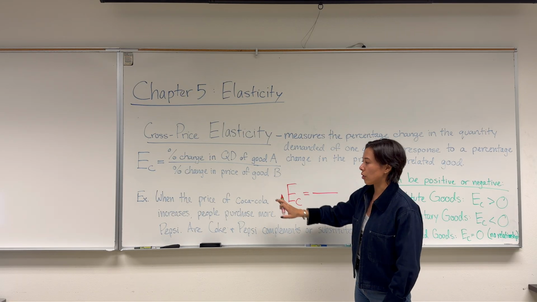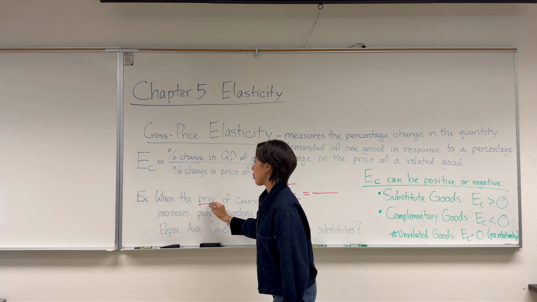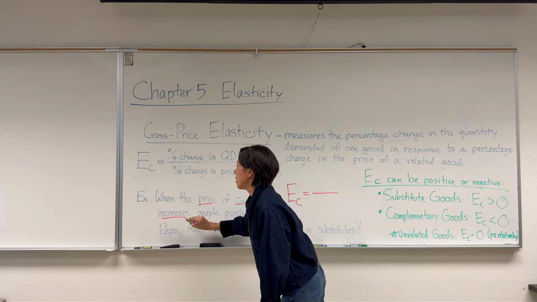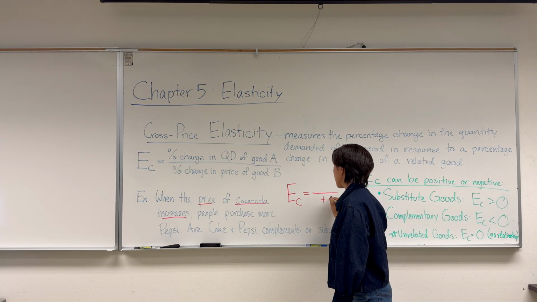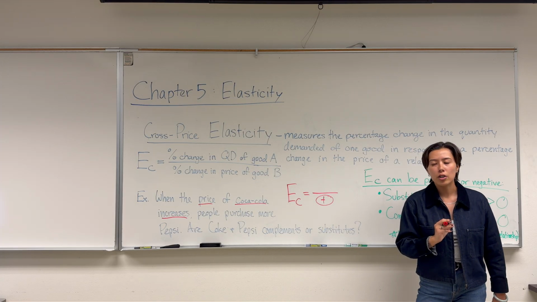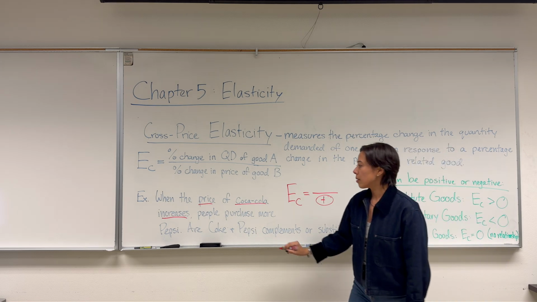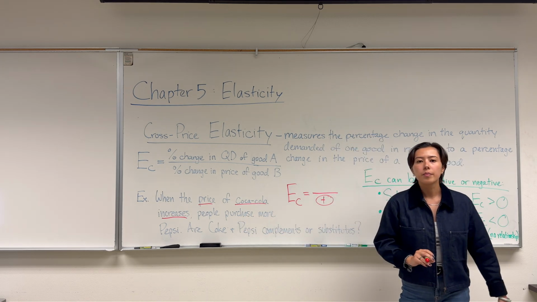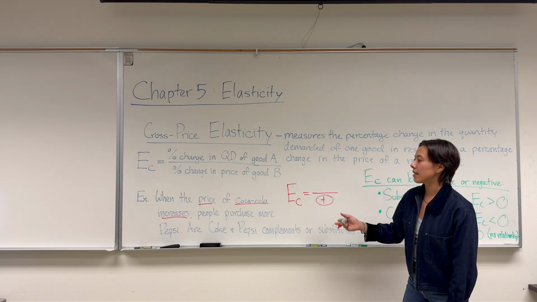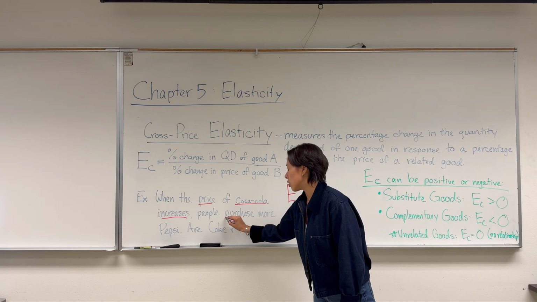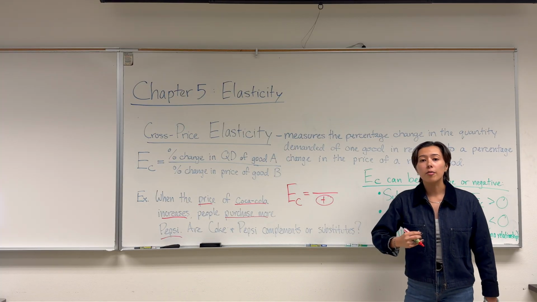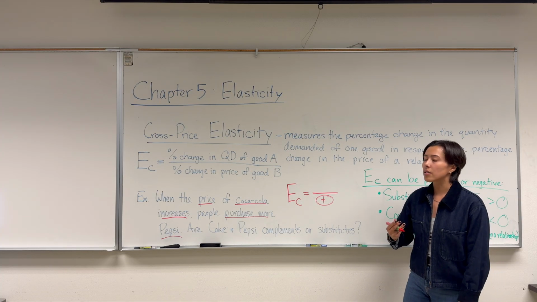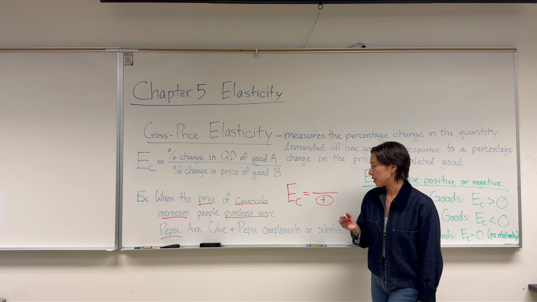Coca-Cola is acting as our good B because we have a change in the price of Coca-Cola. So the price of Coca-Cola is increasing, so we have some positive number here on the bottom of our fraction, and as a result, people are purchasing more Pepsi. So Pepsi is our good A in this situation because we have a change in the quantity that is being purchased. The quantity of Pepsi demanded increases when the price of Coca-Cola increases.